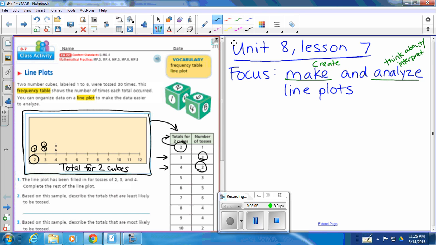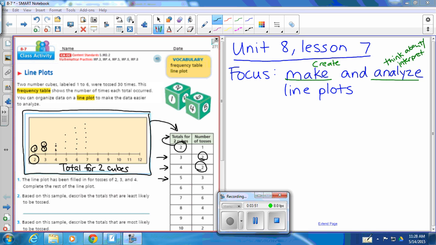So let's complete this line plot. Let's go ahead and make this line plot. We're going to create it. That's part of our focus today. So for the next number, 5, how many dots should we have above number 5? 3. So go ahead and fill that in. 1, 2, 3. Number 6, we should have 5. 1, 2, 3, 4, 5. Okay, go ahead and continue that and see if you can finish that line plot on your own.